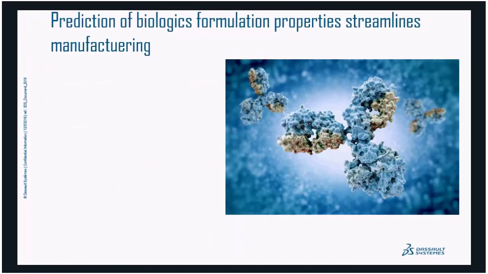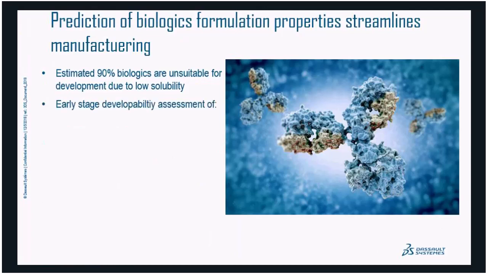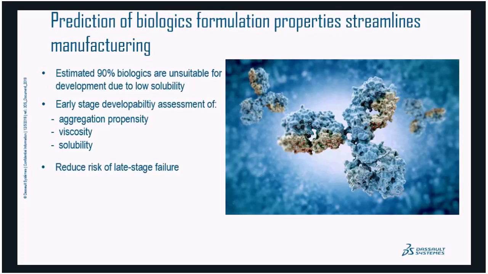So with rational biologics design, a big issue is you want to be able to predict formulation properties. It's estimated that about 90% of biologics in the market today are unsuitable for development due to low solubility issues. So if we can assess those developability issues at a very early stage, such as aggregation propensity, viscosity, and solubility, then this can help us to reduce the risk of late-stage failure, minimize toxicity and immunogenicity, and extend the storage and shelf life for your antibody candidates.